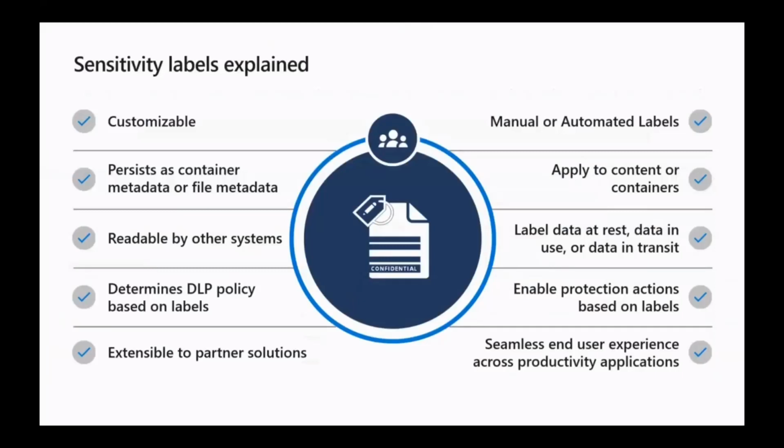Also, these labels can be used to determine data loss prevention policies based on labels. For example, depending on the presence of certain labels, a document could be deleted, not deleted, or even modified, depending on the situation. This could be extensible to partner solutions, just like in the previous point, because it can be readable by other systems. Depending on the situation, it could be used to further classify and protect your data, or be read by other systems or solutions.